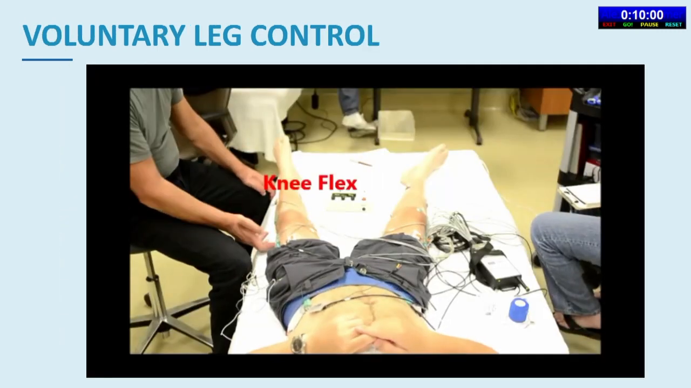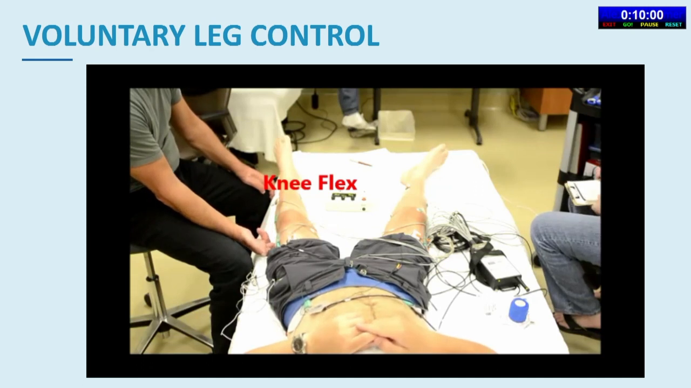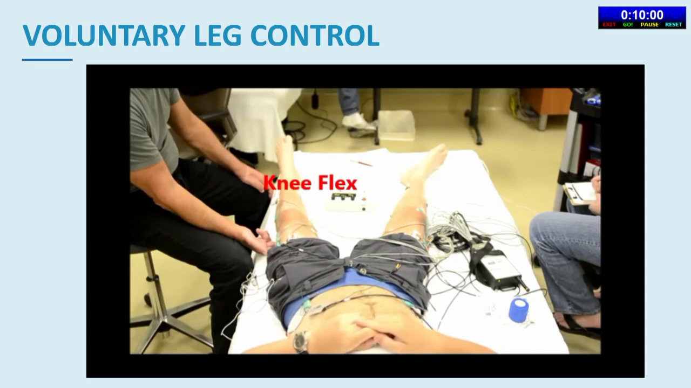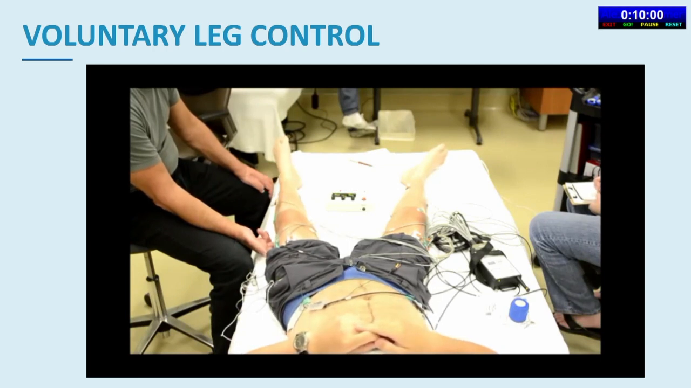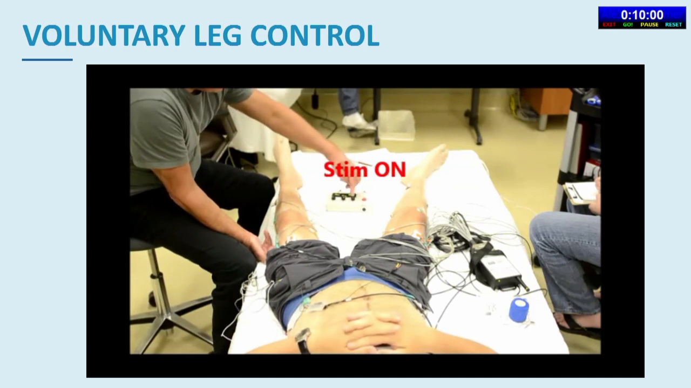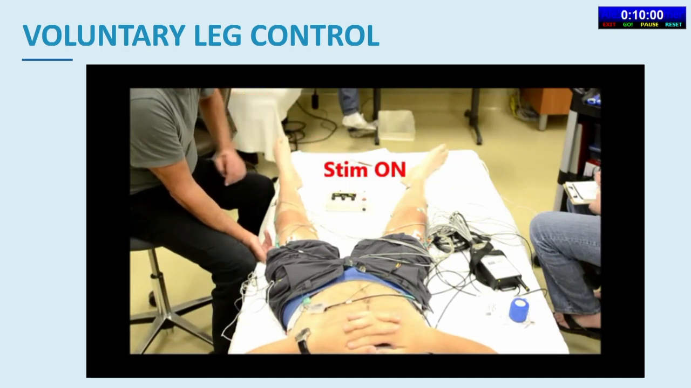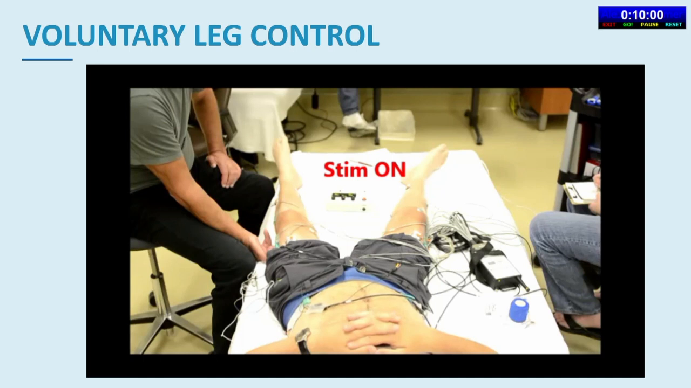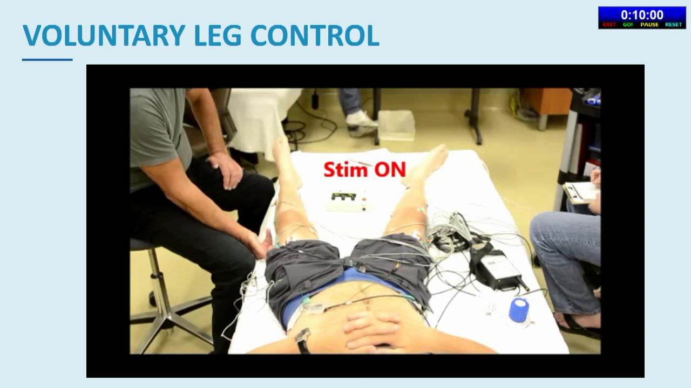Voluntary movement, an individual with T9 ASIA A, about 5 years post-injury, initially being asked to flex his left knee in the absence of stimulation and is unable to do so. We turn on the stimulation over his lumbosacral spine. Now here again, the key is that the stimulation is not inducing any movements. There are no muscle MEPs that are observed in any of his abdominal or lower extremity muscles until he starts to make a voluntary attempt.